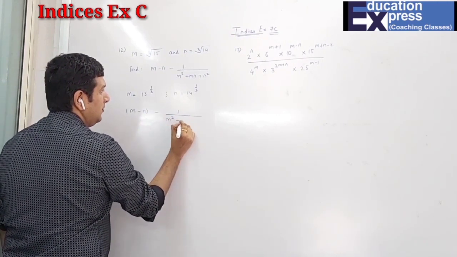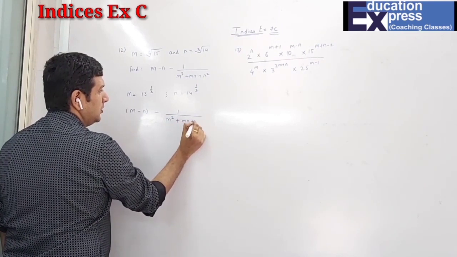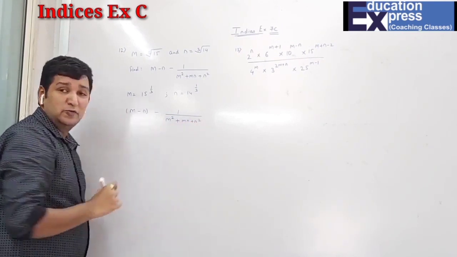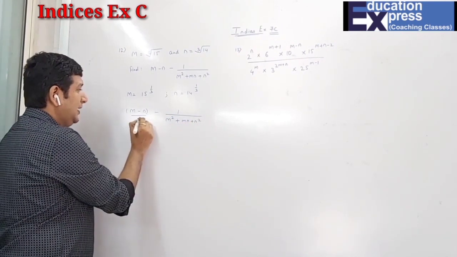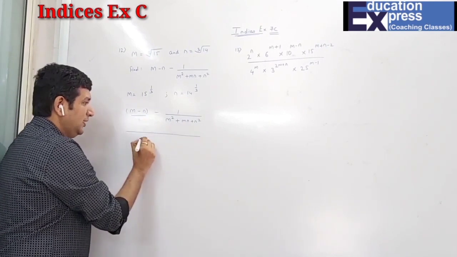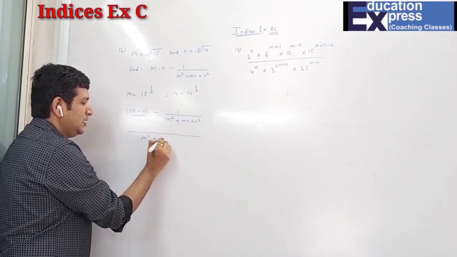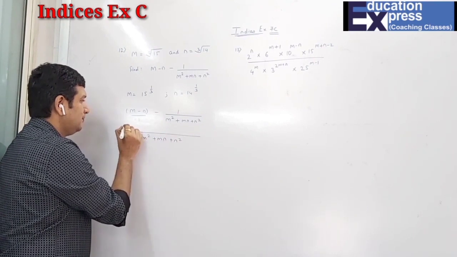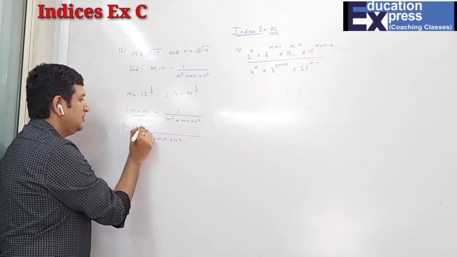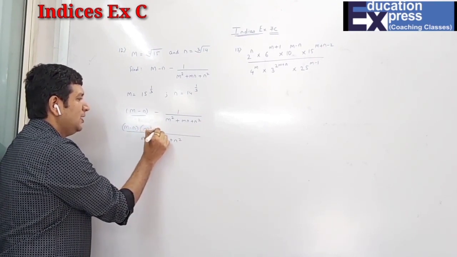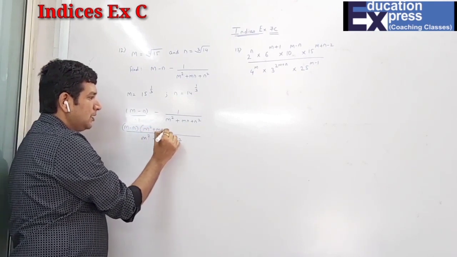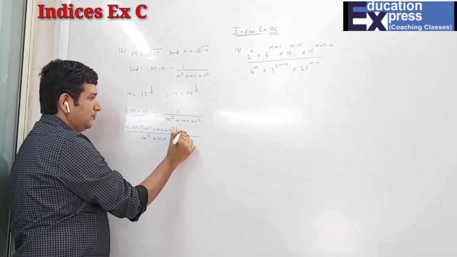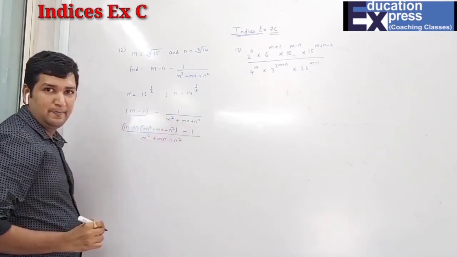Now, if you remember, students, over here you have to use one identity. After you take LCM, you get m square plus mn plus n square. And here m minus n, m square plus mn plus n square minus 1.